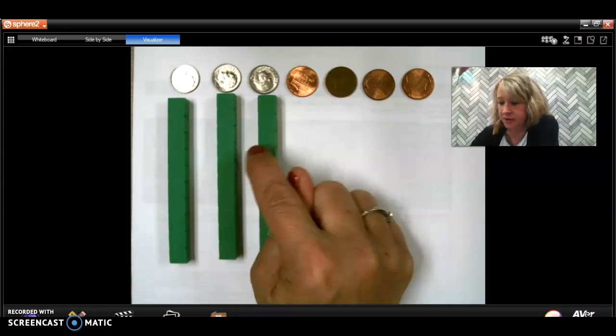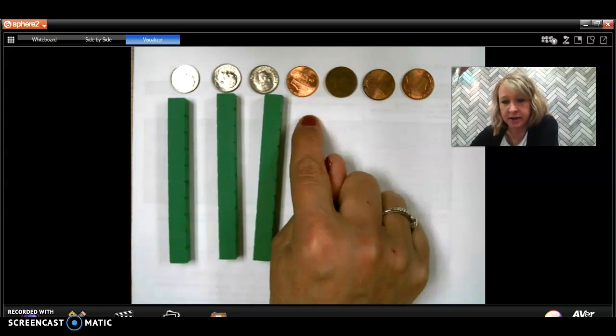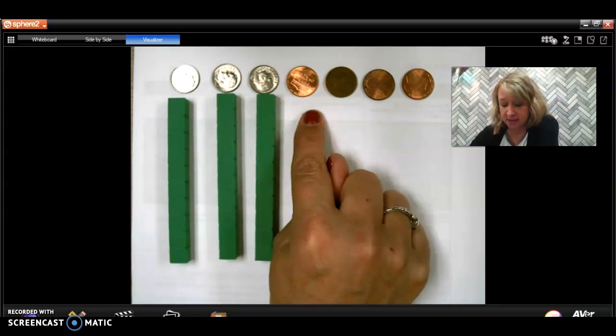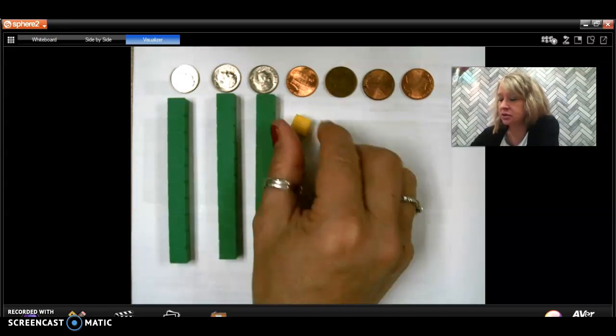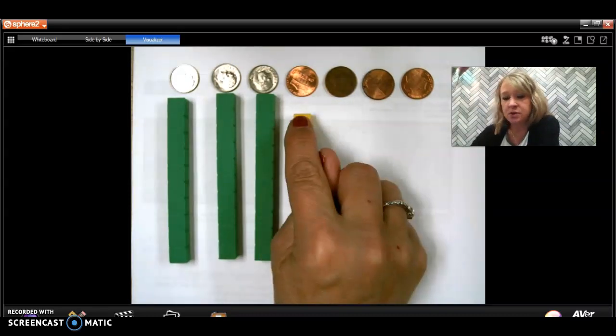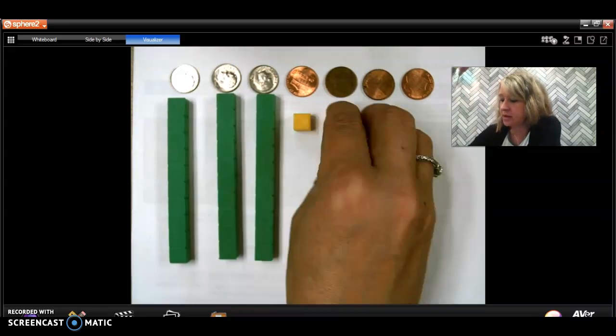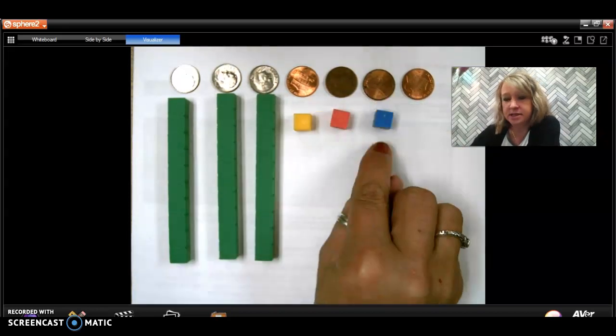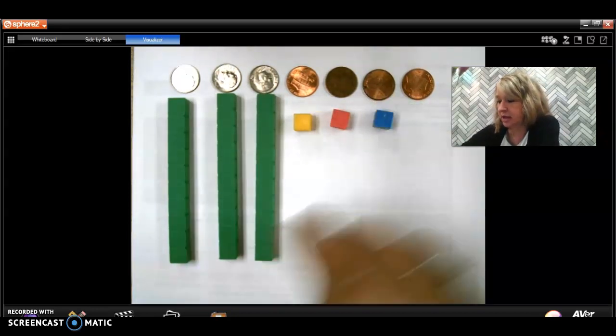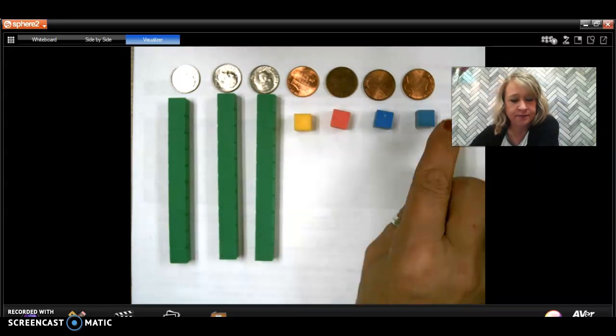Now we have to start counting the pennies. We don't count the pennies by tens. What do we count the pennies by? Ones. What else do we count by ones? That's right, our units, the little cubes. So this is 1. This penny is 1. This penny is 1. And this penny is 1.